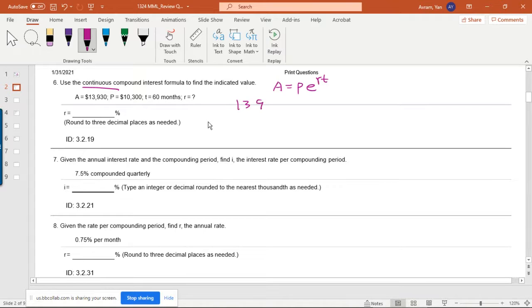We have A is 13930 equal to P, which is 10300, times e to the r, here. Okay, we will need to convert it into e first. All right, so t is 60 divided by 12, so that is 5 years. All right, so you don't use the 60. If you use the 60, you're gonna assume you have 60 years, which is not right. All right, so that's 5t. Okay, so in order to solve this one, I will need to divide both sides by this number first.